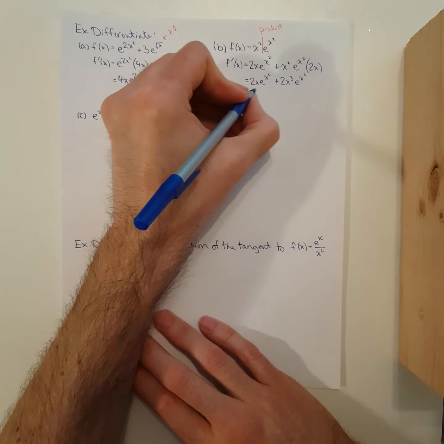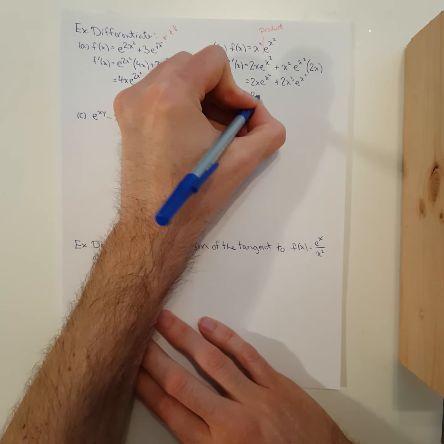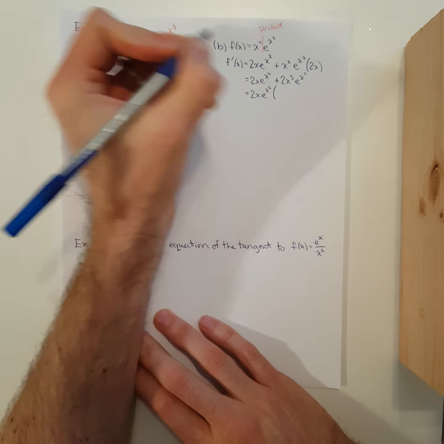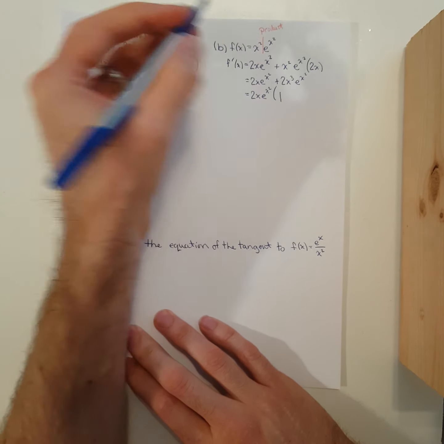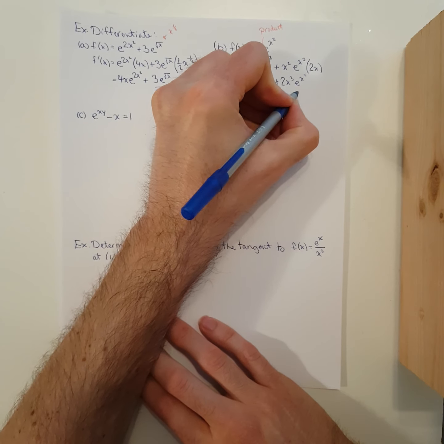If we want to try to clean this up a little bit more, we can also common factor here. 2x is common. I have an e to the exponent x squared that is also common. If I factor that out of the first term, we're left with 1. And if I factor that out of the second term, we would be left with an x squared.